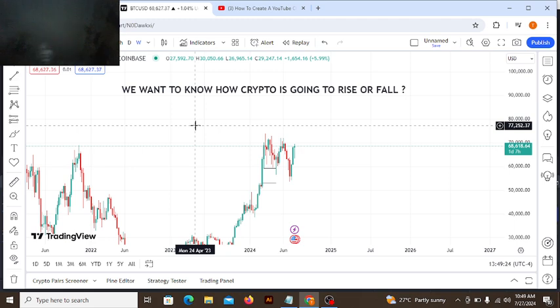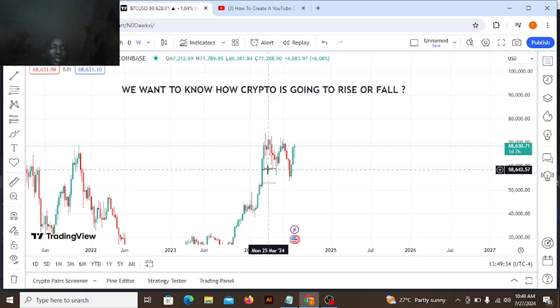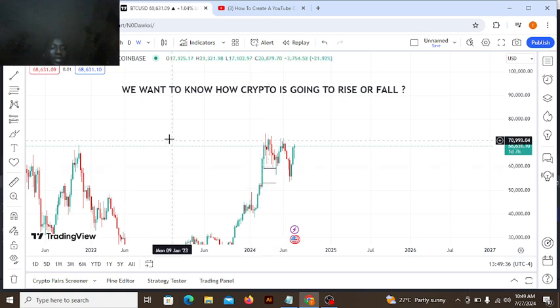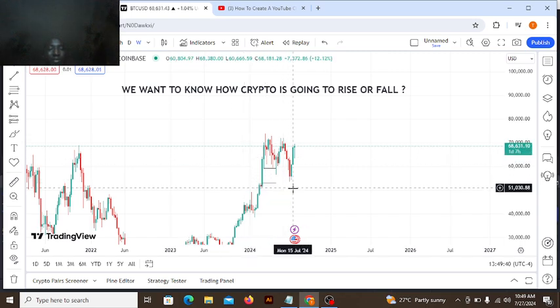So in this manner, how do we scale this market? How do we know this move is going to occur in the market? It's very simple. You can see I draw my trend line inside this fair value gap.